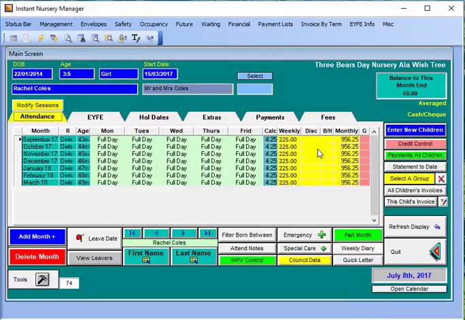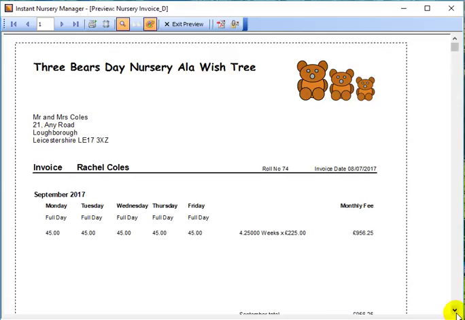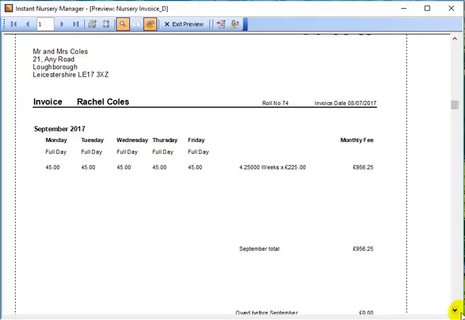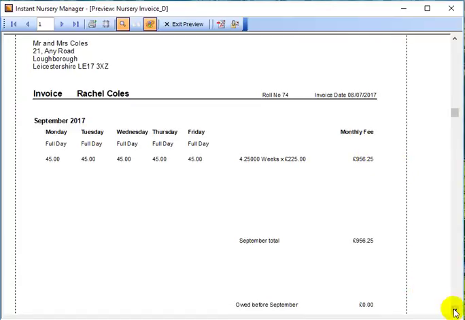So Rachel's fees are being calculated now as if there was no such thing as early years free entitlement. So let's just have a quick look at her invoice, shall we? So this will be Rachel's invoice, as if there was no such thing as early years entitlement. So here are the bookings daily with the daily fees, weekly fee times 51 divided by 12 to give a regular monthly amount to pay.